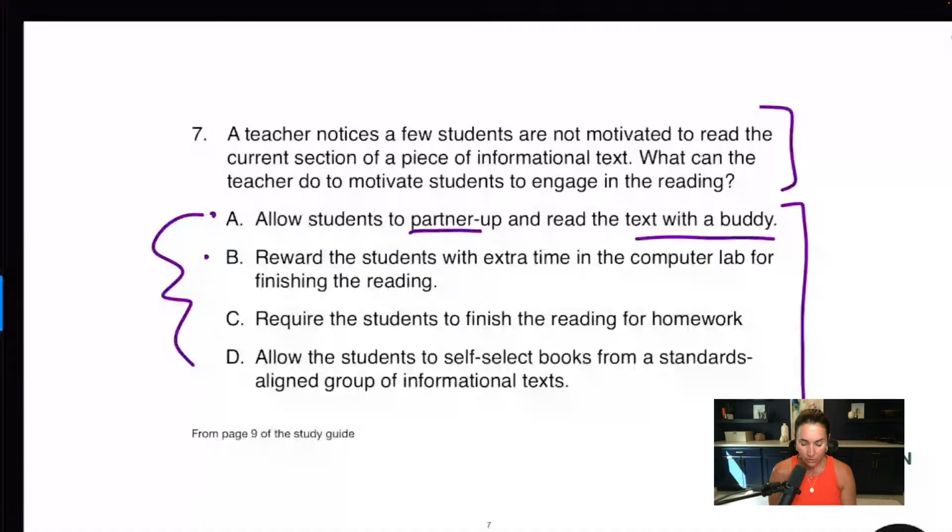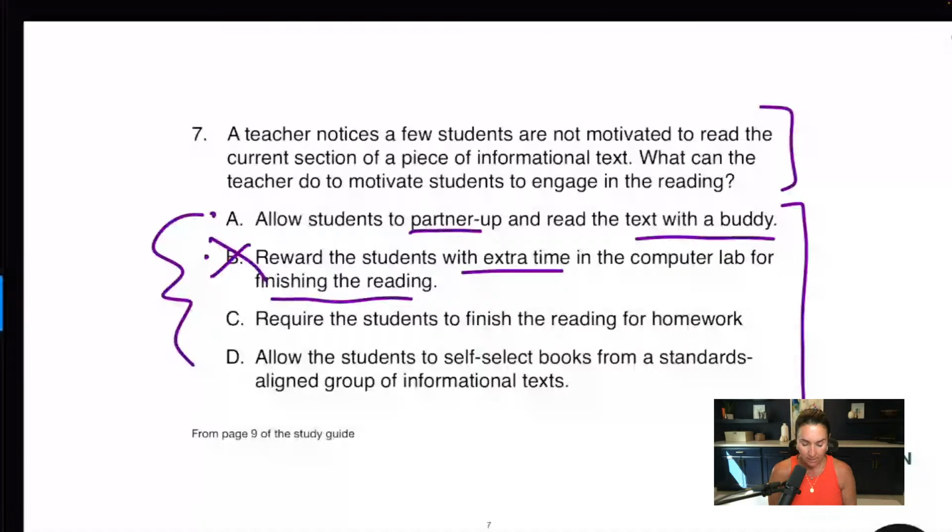B, reward the students with extra time in the computer lab for finishing the reading. Now, if you're a new teacher, you might say, well, yeah, of course, rewards are good. It works with my students. And they do work with your students. I used rewards all the time with my students. But in life and on this exam, rewards wear off after a while. I would stay away from extrinsic rewards in the answer choices, because typically those are not the way we want students to be motivated. We want students to be motivated intrinsically.